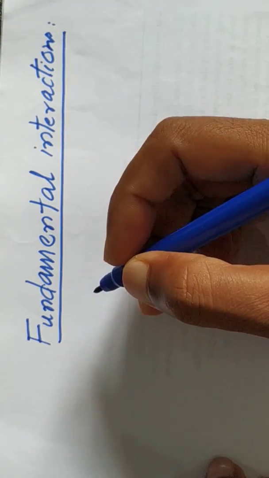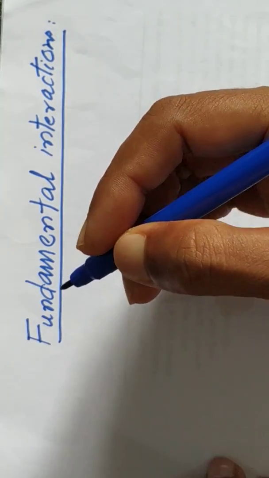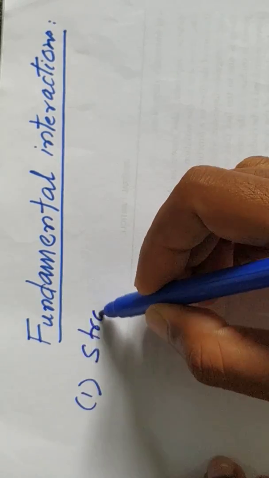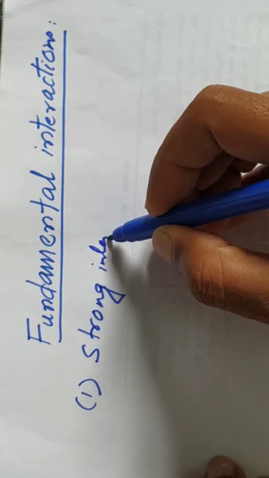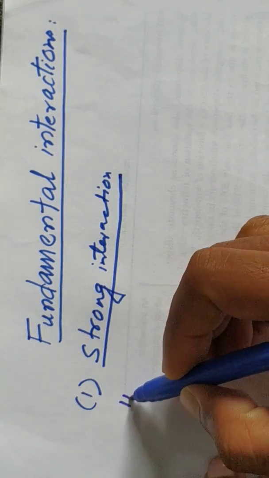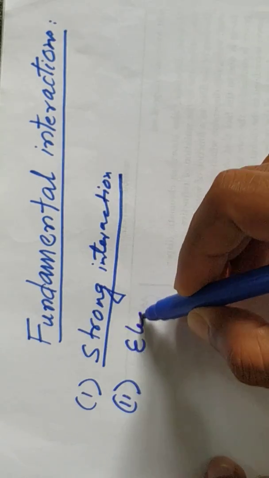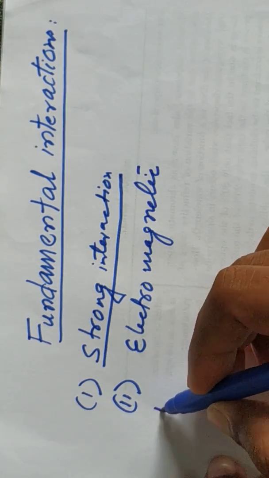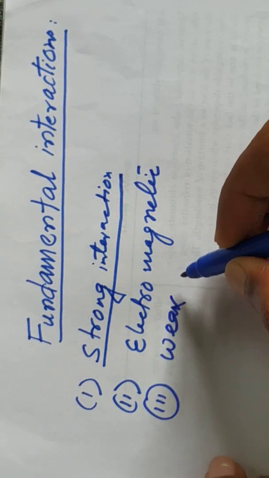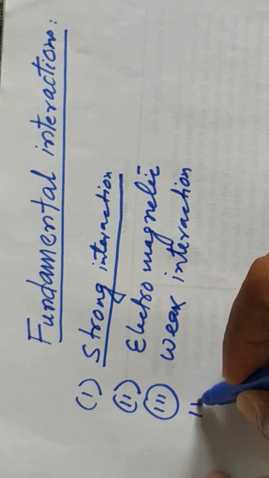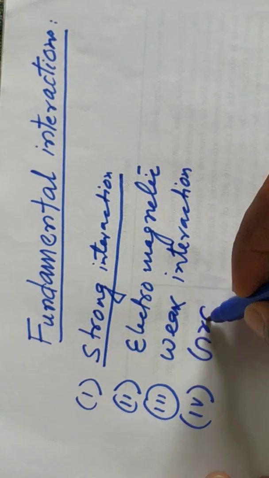In this class, we are going to discuss fundamental interactions in the universe. There are four fundamental interactions in the universe, and these are: number one, strong interaction; number two, electromagnetic interaction; number three, weak interaction; and number four, gravitational interaction.